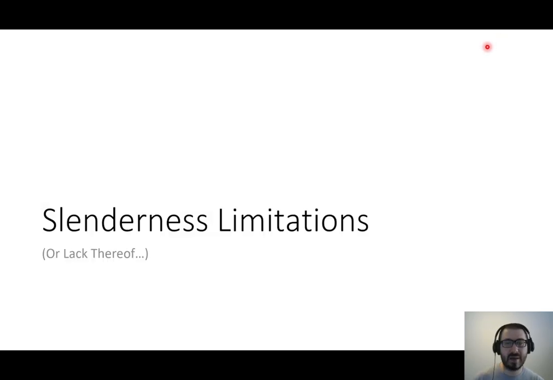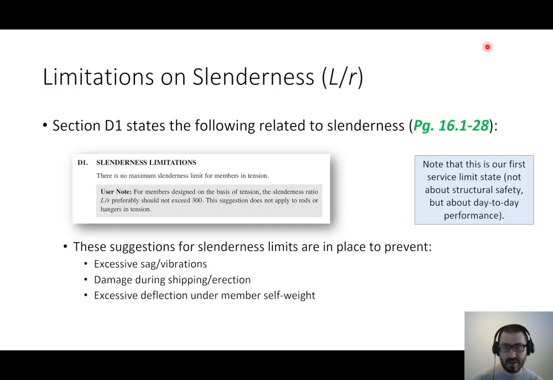All right. Now, before we get into shear lag factors, I do want to take a second and talk about slenderness limitations, or the lack thereof. If you remember, I said I was going to go to the specification and highlight what's going on with slenderness. Again, Chapter D covers tension members. So go to Section D.1, and here's what Section D.1 states related to slenderness. There is no maximum slenderness limit for members in tension.